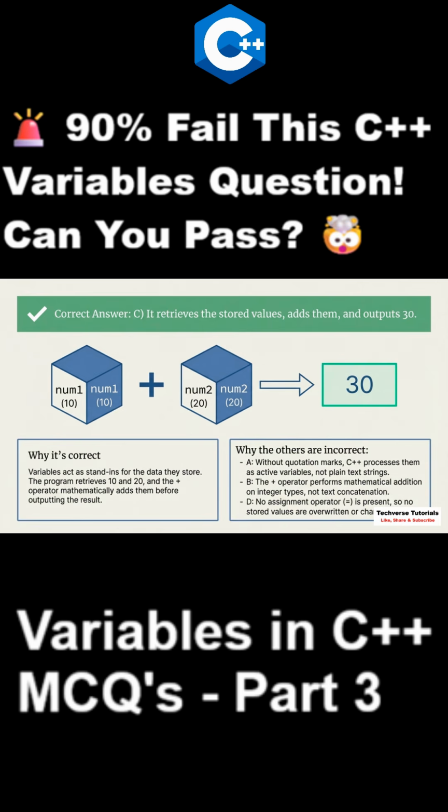Why the others are incorrect. A. Without quotation marks, C++ processes them as active variables, not plain text strings. B. The plus operator performs mathematical addition on integer types, not text concatenation. D. No assignment operator equals is present, so no stored values are overwritten or changed.